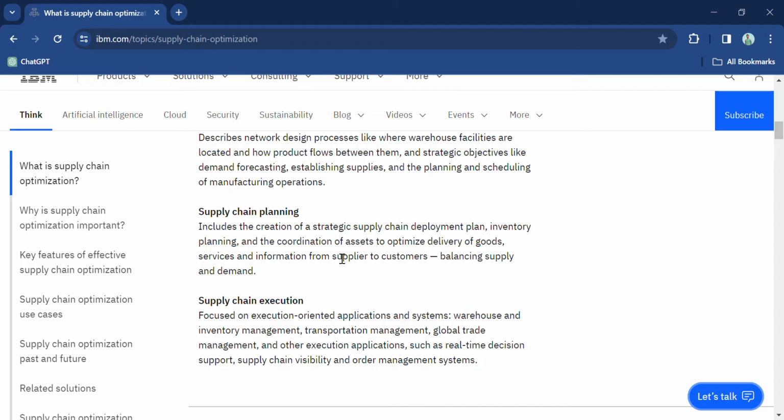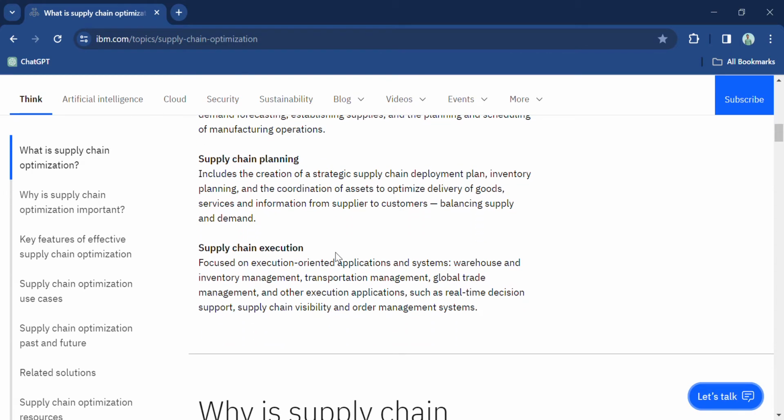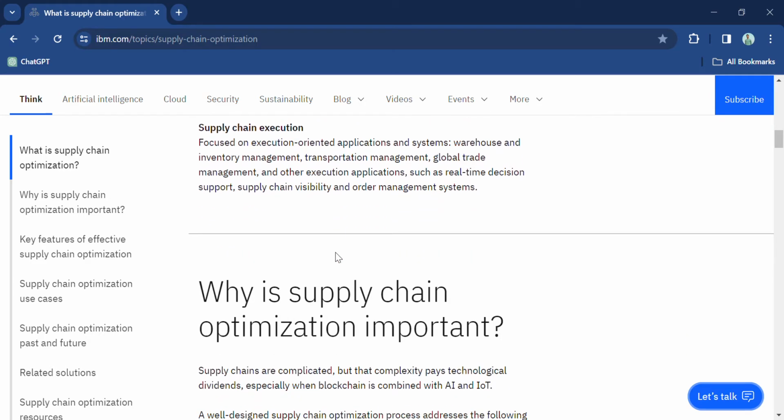Supply chain planning includes the creation of a strategic supply chain development plan, inventory planning, and the coordination of assets to optimize delivery of goods, services, and information from supplier to customers, balancing supply and demand. Supply chain execution focuses on execution-oriented applications and systems: warehouse and inventory management, transportation management, global trade management, and other execution applications such as real-time decision support, supply chain visibility, and other management systems.